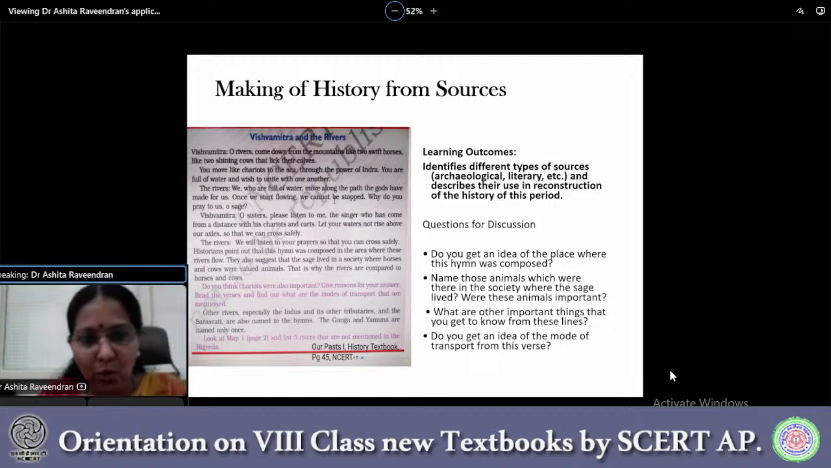So they need to look into the source, and they will find that there are chariots being specified. There are carts being specified by Vishwamitra. That means these are the transportation methods that have been used during that time period. So this is how the historian collects history, or makes history, from the sources. So the child gets a slight idea about how history is formed or constructed.